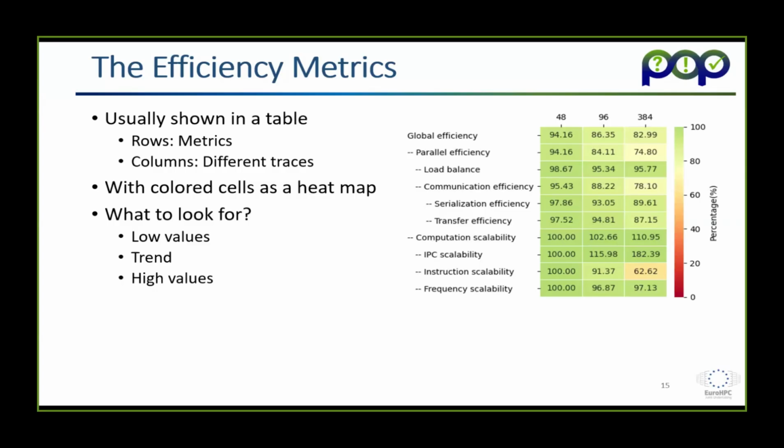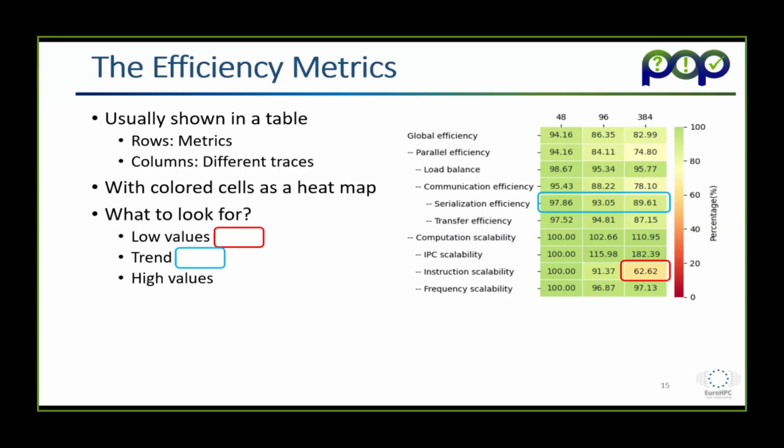How do we draw them? We usually draw them in a table like this, where in the different rows we see the different metrics, and in the different columns, we see different runs. In this case, for example, they were runs with different scaling, 48, 96, number of MPI runs. And then we see the different values for each one of the metrics for each run. What do I look for when I see a table like this? The easy part is to look for the low values. This is the first warning that we get. But it's not only that. I also look for trends.